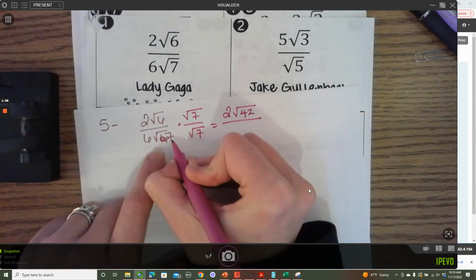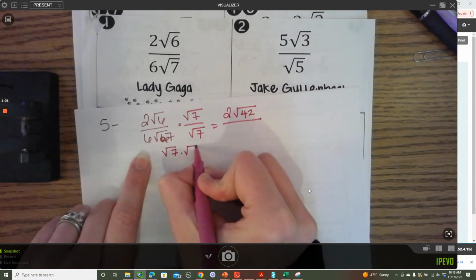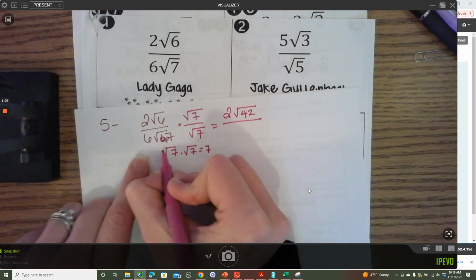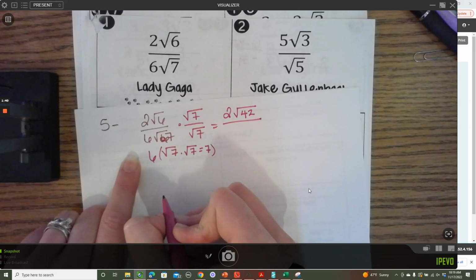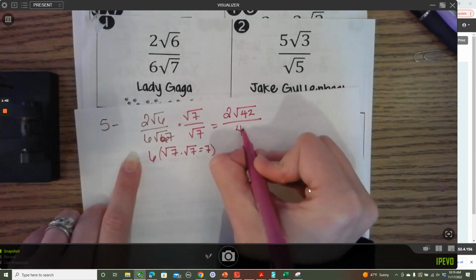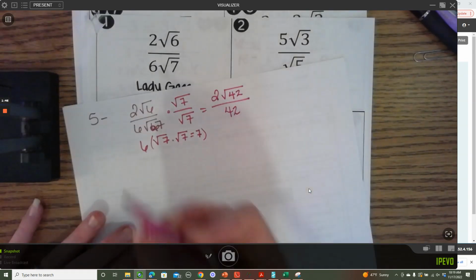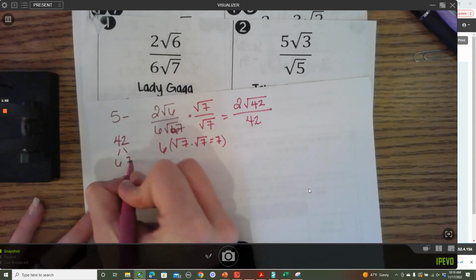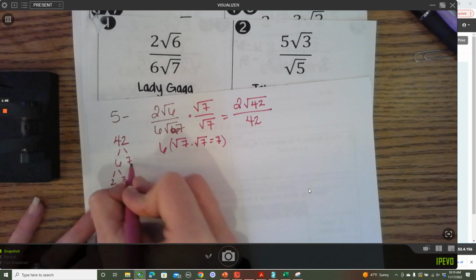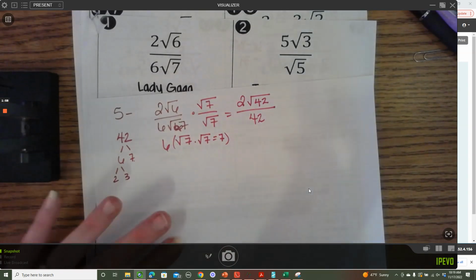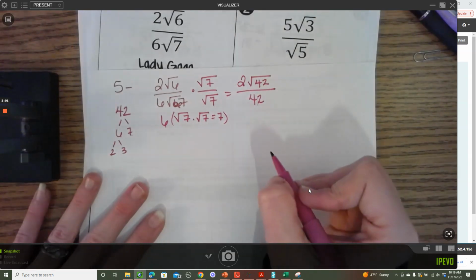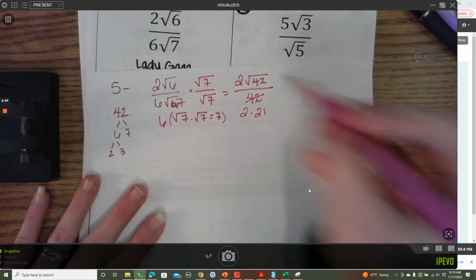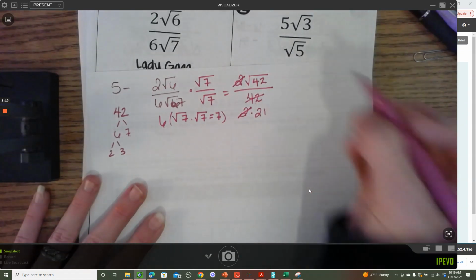Now, the square root of 7 times the square root of 7 gives me a 7. But I still have to multiply that by that 6. So 6 times 7 is 42. So the square root of 42. Always check to see if they'll break down. 42 is 6 times 7. 6 is 2 times 3. If you don't have any buddies, it won't break down. But will 2 go into 42? Yes, 42 is the same as 2 times 21, which means this 2 and this 2 will cancel.